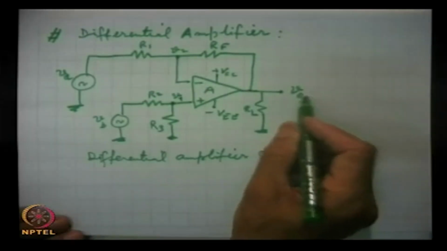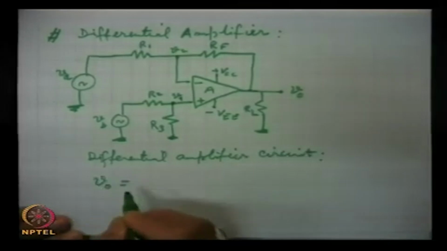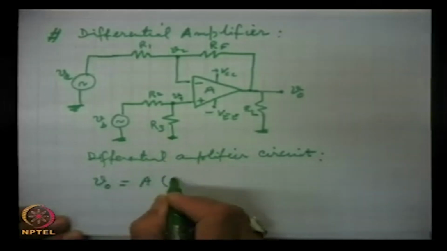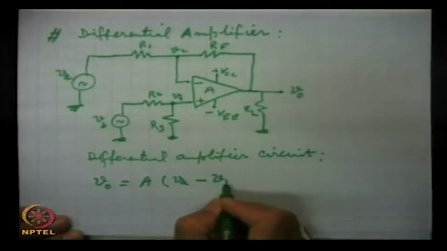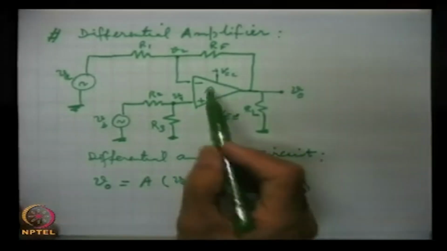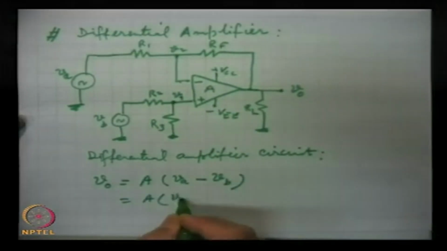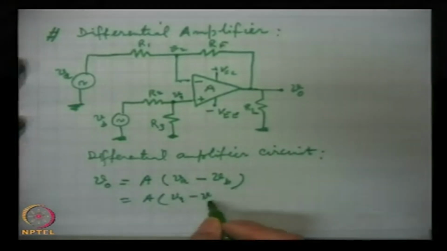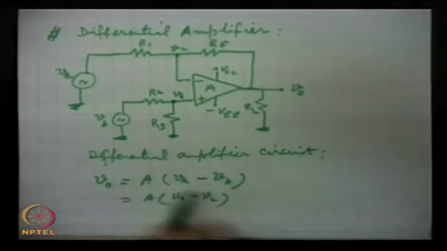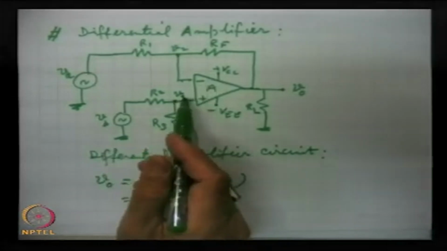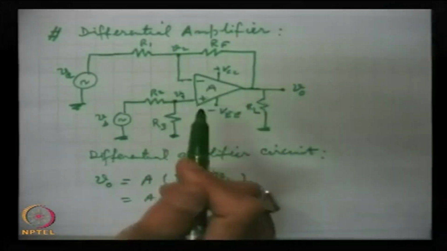And Vout, as we have studied in the differential mode, is gain into VA minus VB. This is whatever is the signals which will be available here. Actually I should have written V1 minus V2 for this, but anyway the difference here will be amplified. Whatever is the voltage at V1 and V2, the difference will be amplified.